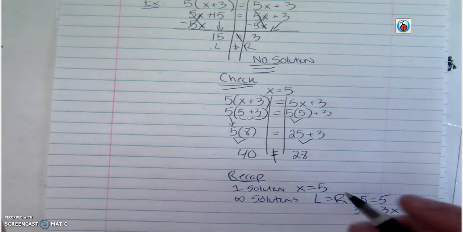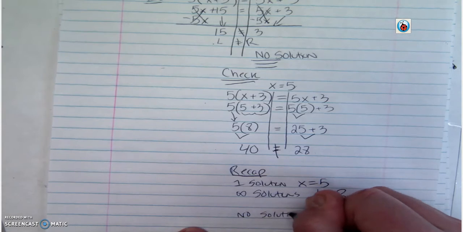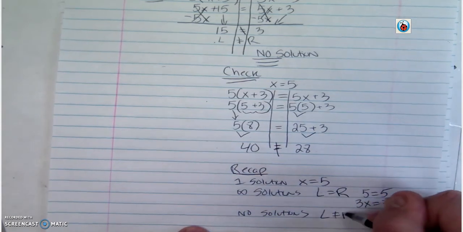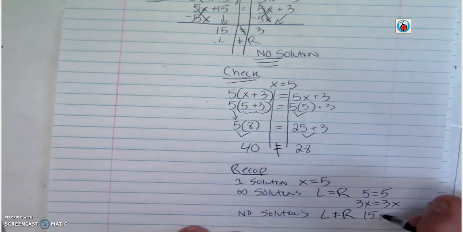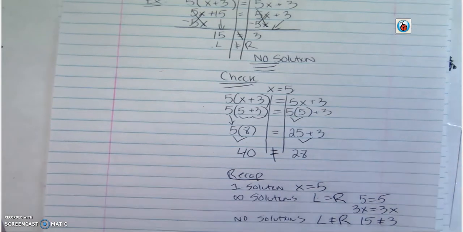And lastly, what we just did in part 3 was no solution. No one likes this because it looks so strange. It's when the left side does not equal the right side, as indicated in the example above: 15 does not equal 3. What this basically indicates to us is that no matter what you sub back into the check, nothing is going to satisfy the equation. Nothing is going to work.